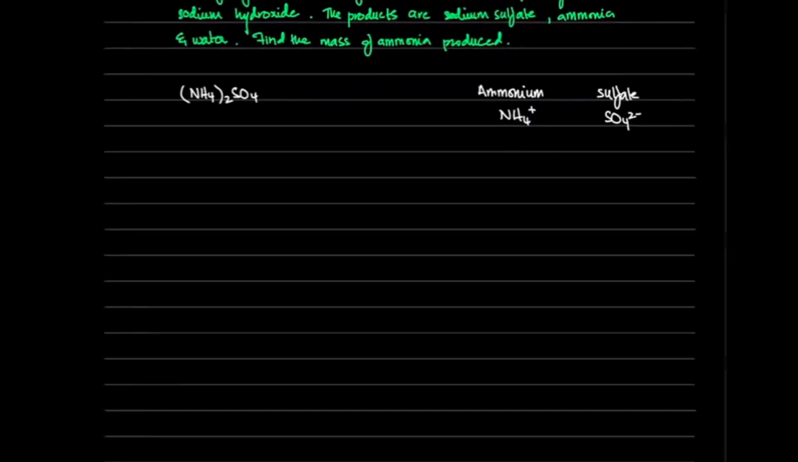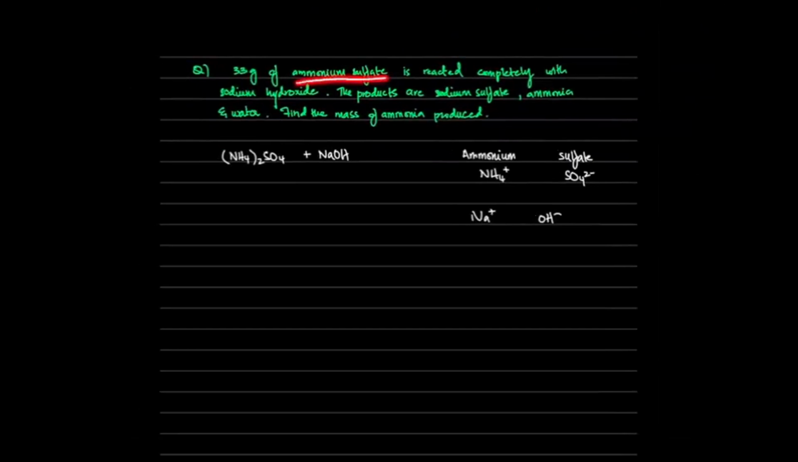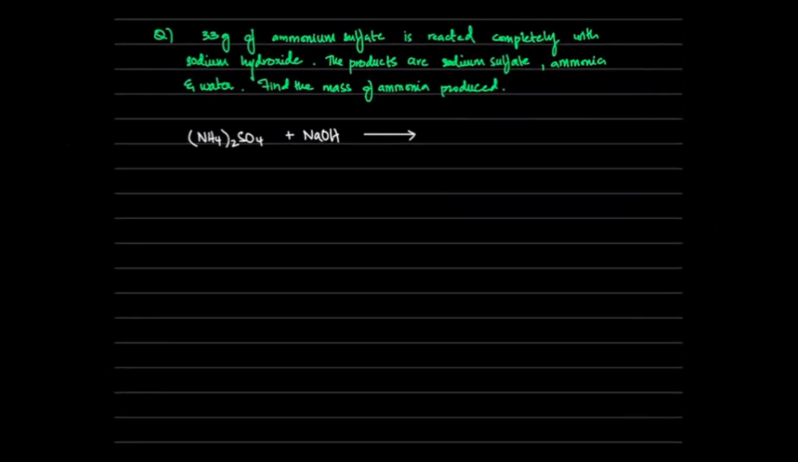So sodium hydroxide mein sodium is Na1 plus and hydroxide is OH minus. So sodium hydroxide is NaOH. So these are your reactants: ammonium sulfate and sodium hydroxide. And then what about your products? Your products are sodium sulfate, ammonia, and water.